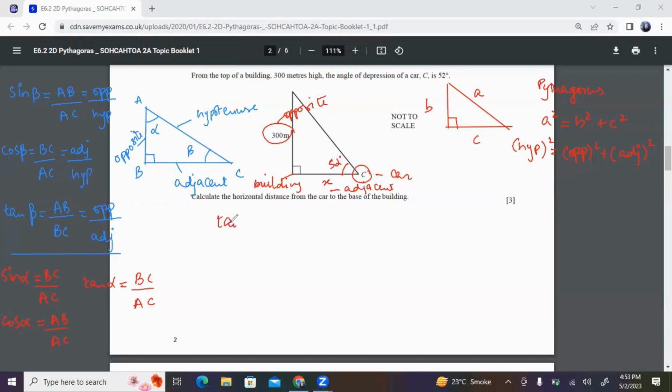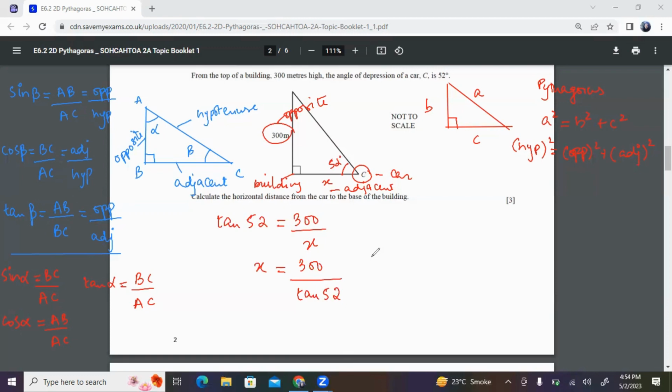So tan 52 equals 300 over x. Now, since we're trying to find the value of x, that means it needs to be made the subject of the equation. So in order to make x the subject, we swap tan 52 with x. So it becomes x equals 300 over tan 52.